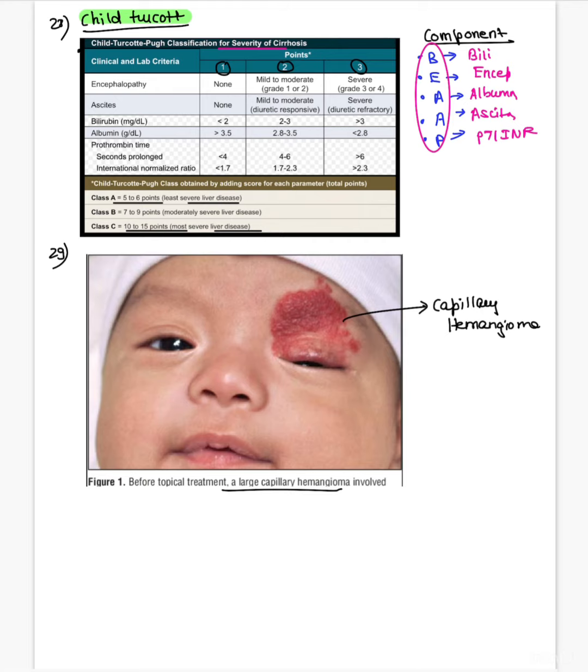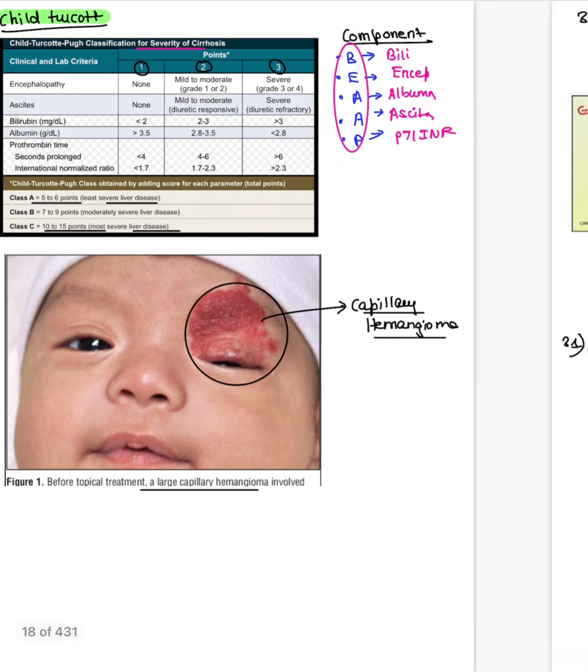Then the next question they ask you about is a hemangioma. Around the eyes, guys, you had a red colored patch, that is the capillary hemangioma, that is seen in a child. That is a vascular tumor basically.